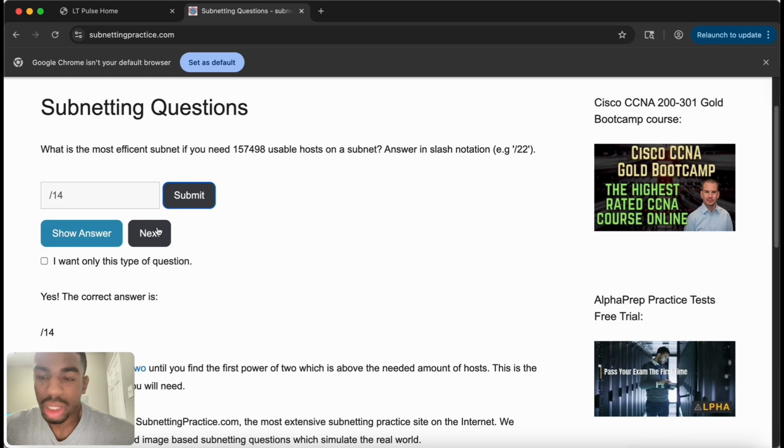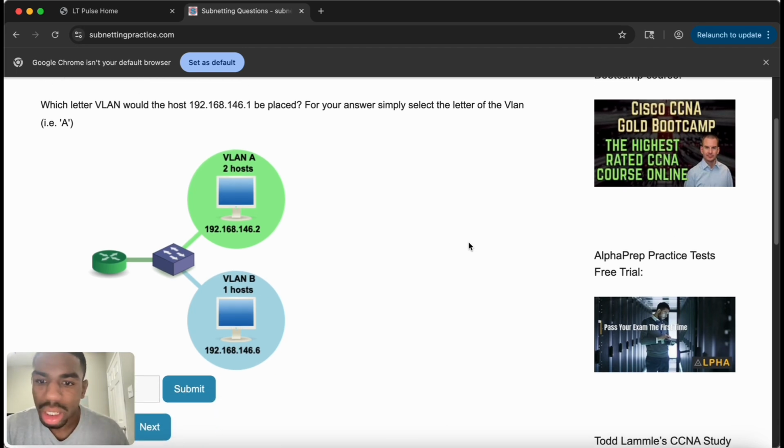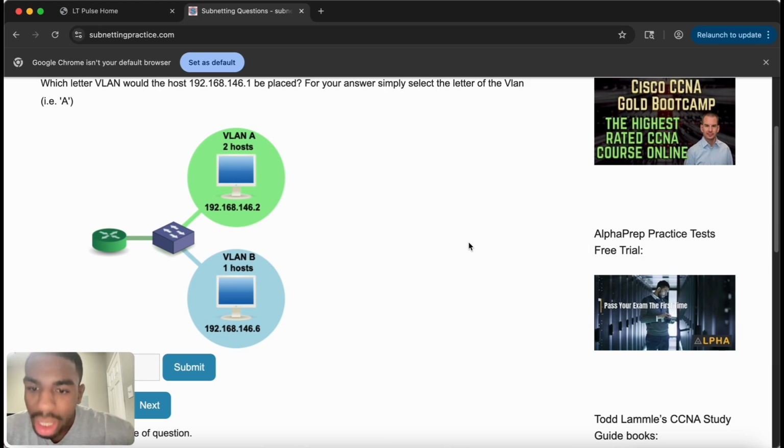Let's see what's next. Which VLAN would be the host 192.168.146.1? For your answer, simply select the letter of the VLAN. This VLAN has 2 hosts. Okay, let me see. This VLAN has 1 host.